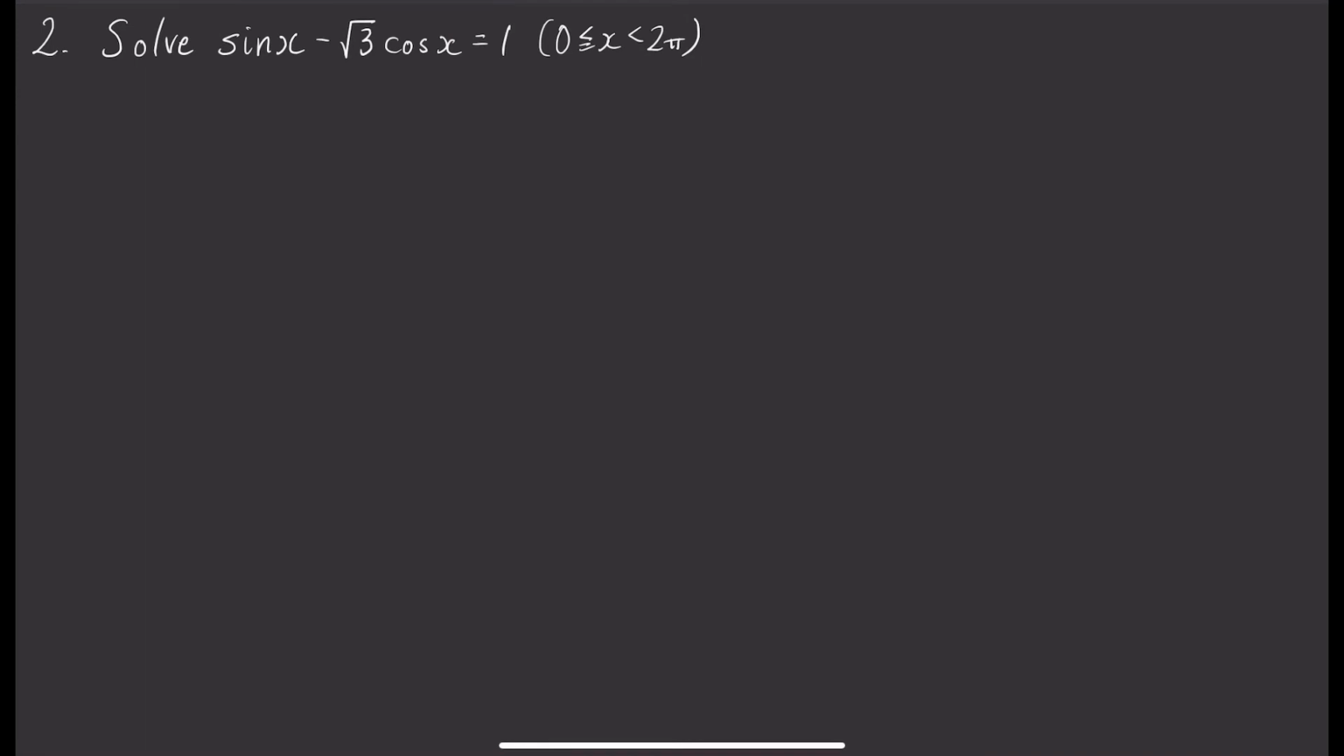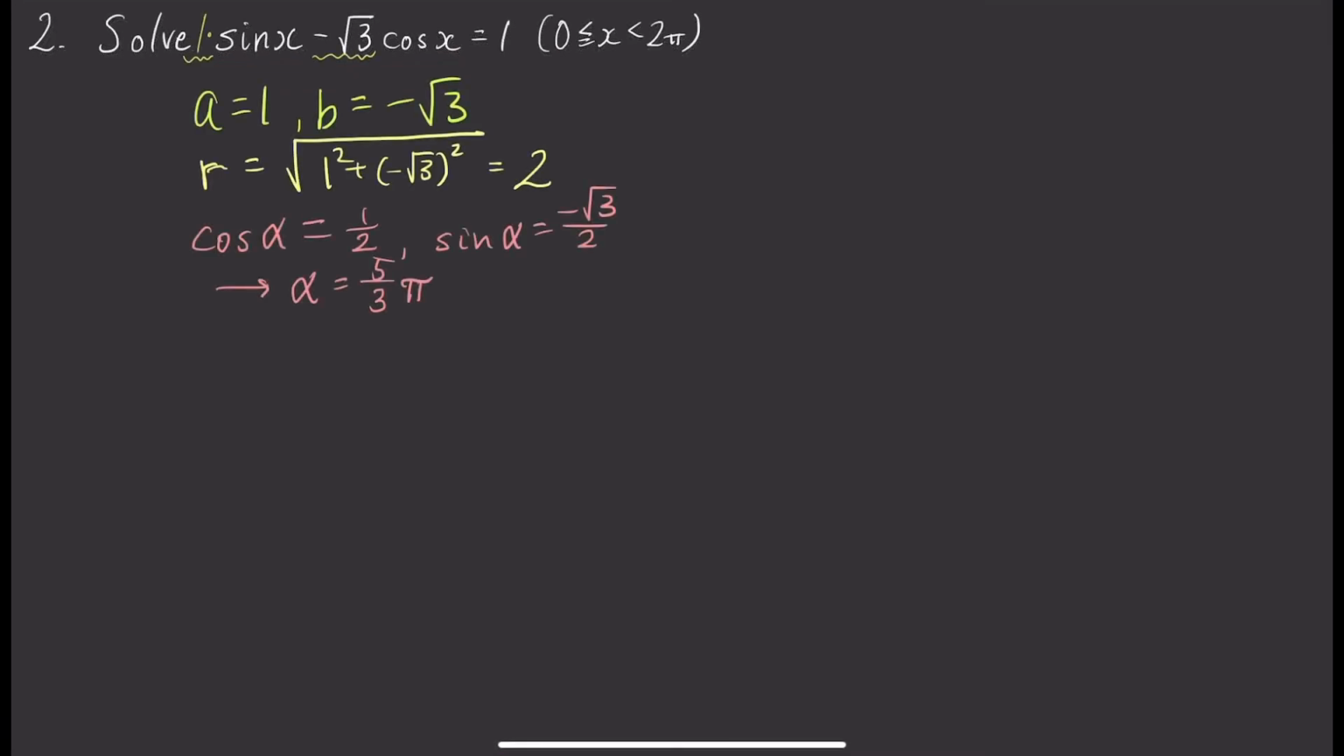So now we can use this formula to solve this equation. Now this equation, we cannot solve it just like this. We don't know how to do it. So first we have to combine the sine x and cosine x into one sine function. So in this problem, we can see that a equals 1 and b equals negative square root of 3.